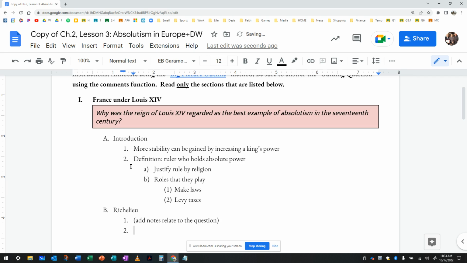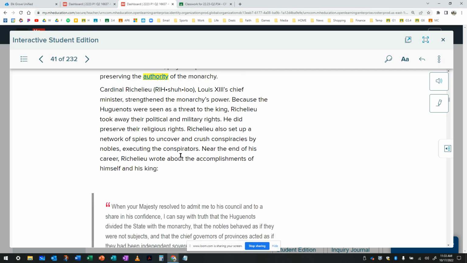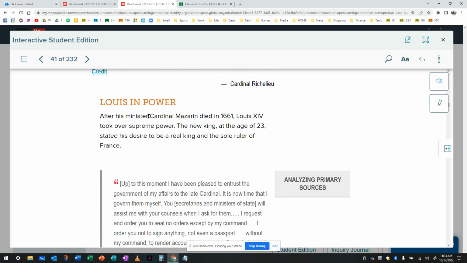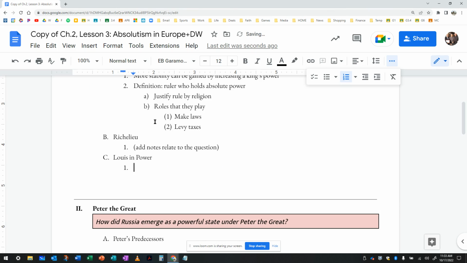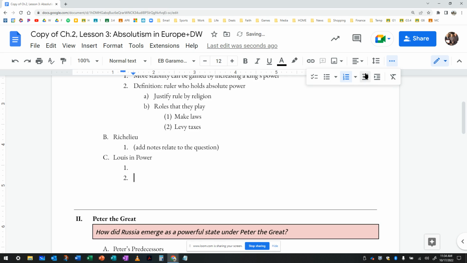Now, if you want to know how to use the tabs here, it's on the top of your Google Doc. So go to the top part here. If it doesn't show up, hit more, and you'll note that I'm going to increase the indent to add subnotes, or you can decrease it based on each one. So I'm going to decrease it here and write in the next major title after I've taken notes, which is Louis in Power, and then continue to add some notes related to this.